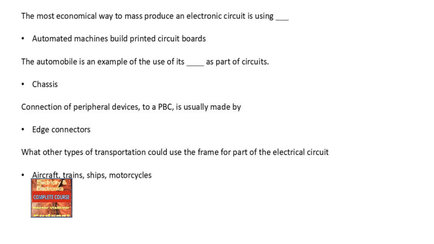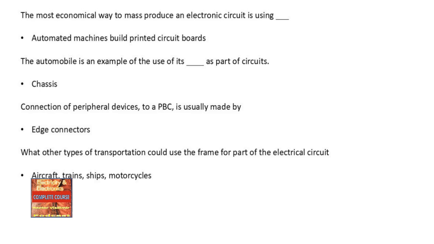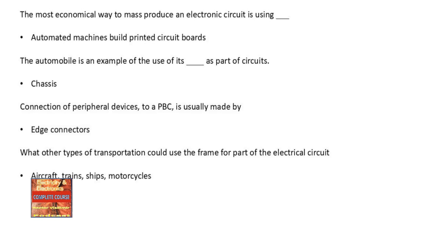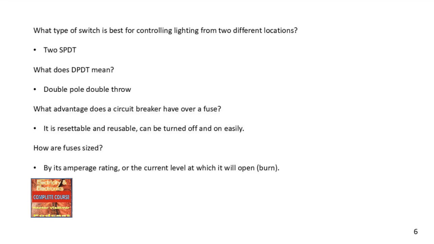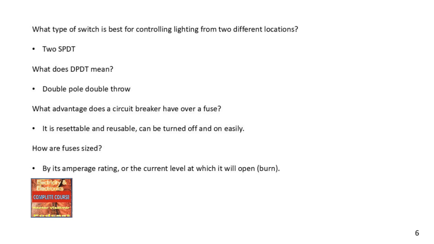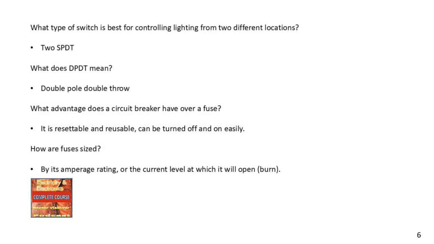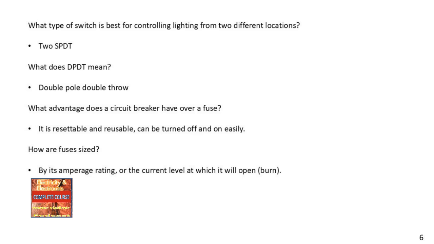What other types of transportation could use the frame or the chassis for part of the electrical circuit? There are probably a few. Some are aircraft, trains, ships, and motorcycles. What type of switch is best for controlling lighting from 2 different locations? That would be 2 single-pole double-throw switches, 2 SPDTs. What does DPDT mean? That means double-pole, double-throw.